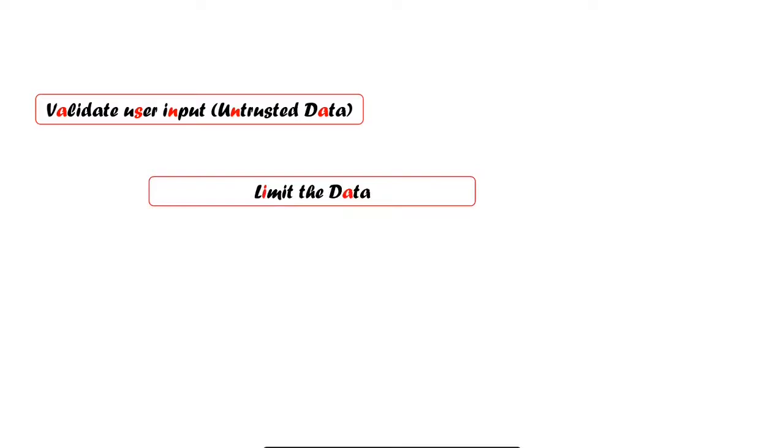Limit the data. Limit the data in the sense, limit the traffic flow from the database to the web application. In that way, even if the hacker is successful in running malicious code in the database, the amount of information that he gets back might be less. Before he actually gets all the information, we can immediately act on it and prevent the SQL injection.